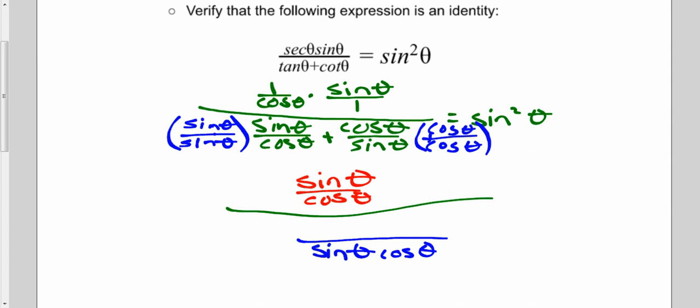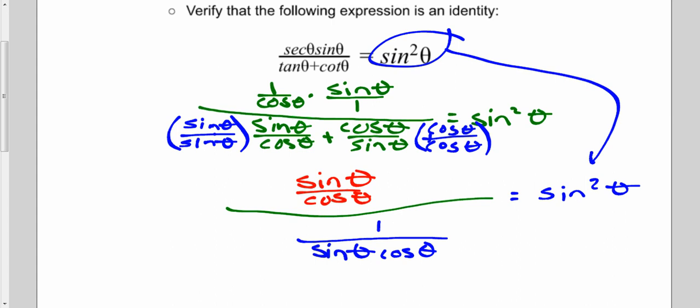What is this term going to be? Sine squared. What's this term going to be? Sine squared plus cosine squared. What's that? 1. Equals sine squared theta. That's just that right there.